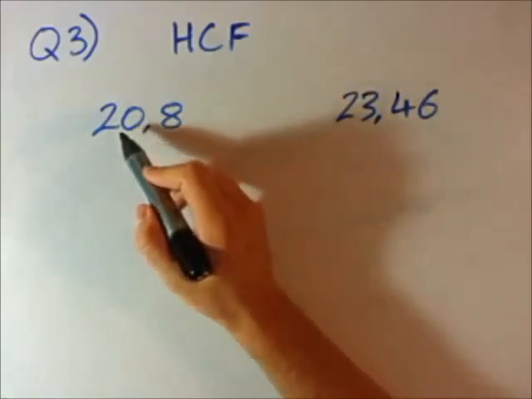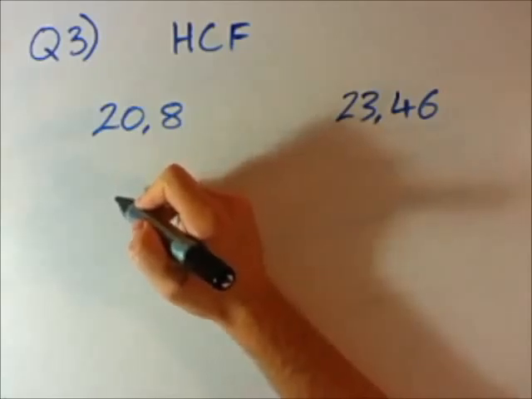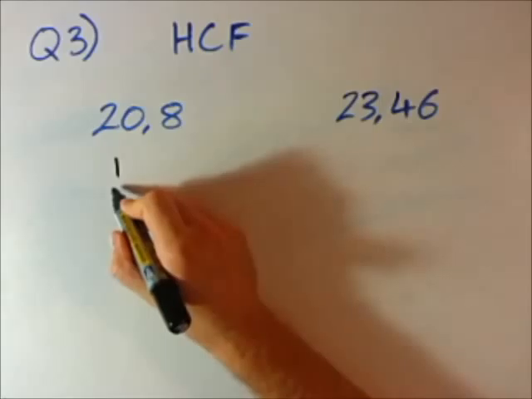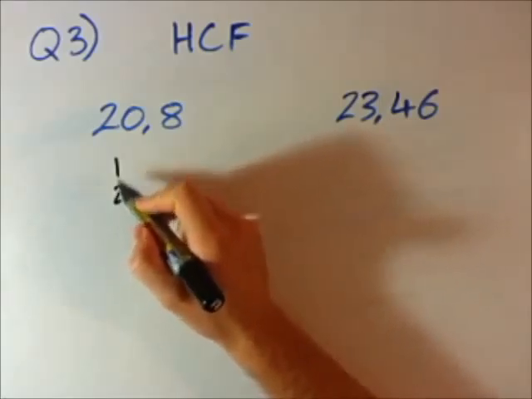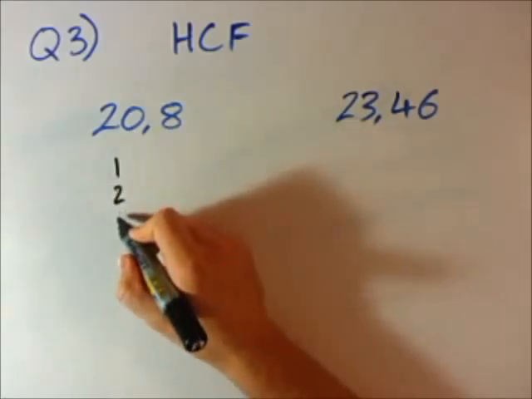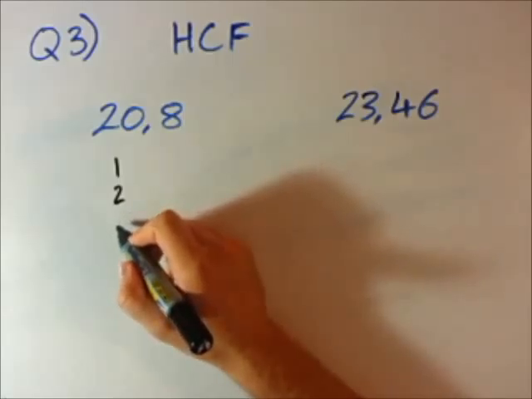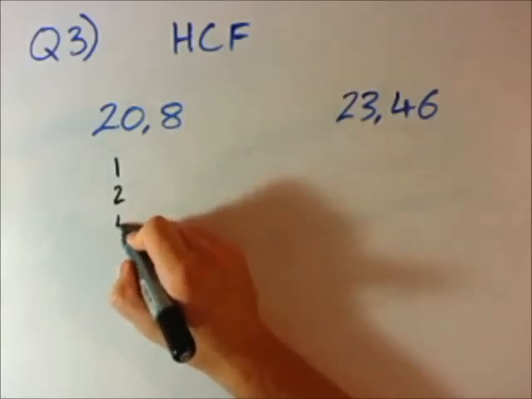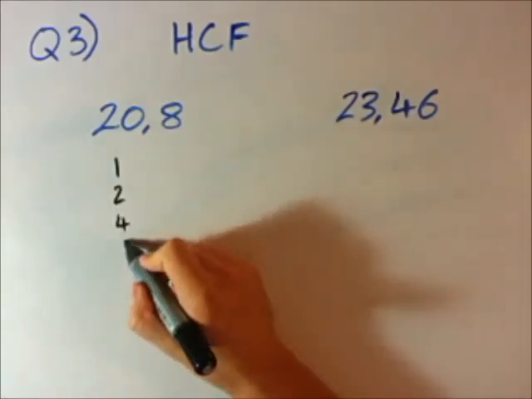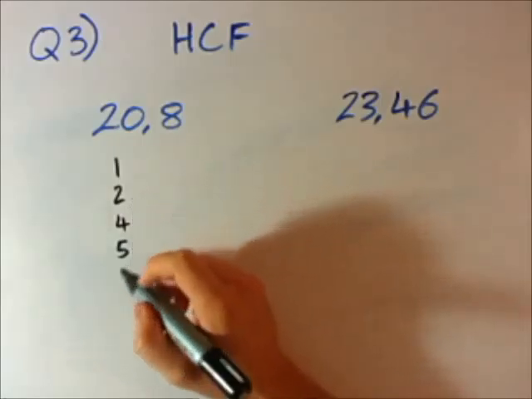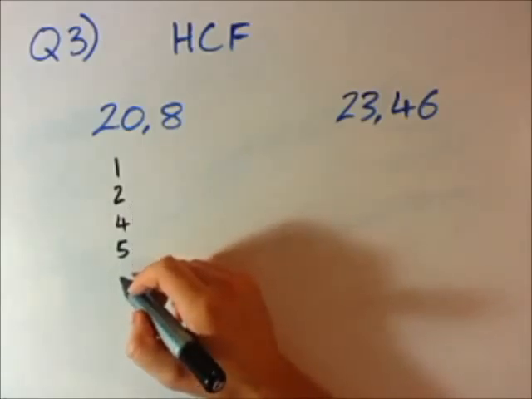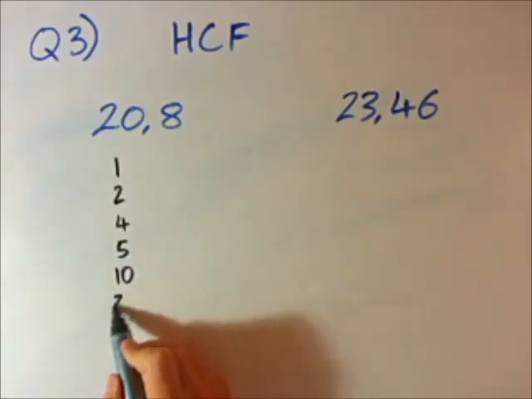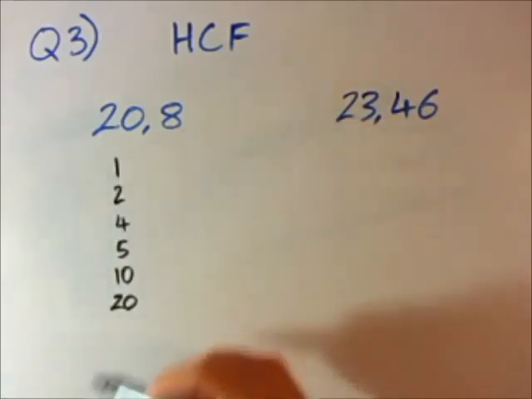So let's look at 20. Well, I'm going to write out now all the factors of 20. Well, 1 goes into 20. 2 also goes into 20 because if I times 2 by 10. 3 doesn't because 3 times 6 is 18 and 7 is 21. 4 goes into 20. 5 goes into 20. 5 times 4 is 20. 6 doesn't, 7 doesn't, 8 doesn't, 9. And then 10 also goes into 20 and also 20. So these are all the factors of 20.